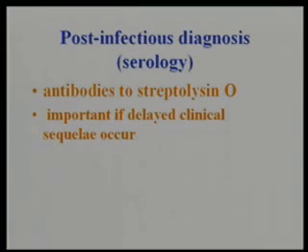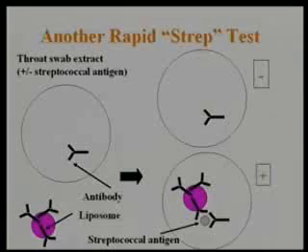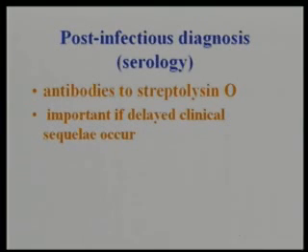So by doing serology, you can see if there's been a rising titer of antibodies to these antigens. And it's important in late or delayed diagnosis, late features. And that's serology. And there should be no confusion by this point between serology versus detecting antigen. That's antibodies we're talking about here, which take weeks or months to develop. Okay, so that's group A strep.